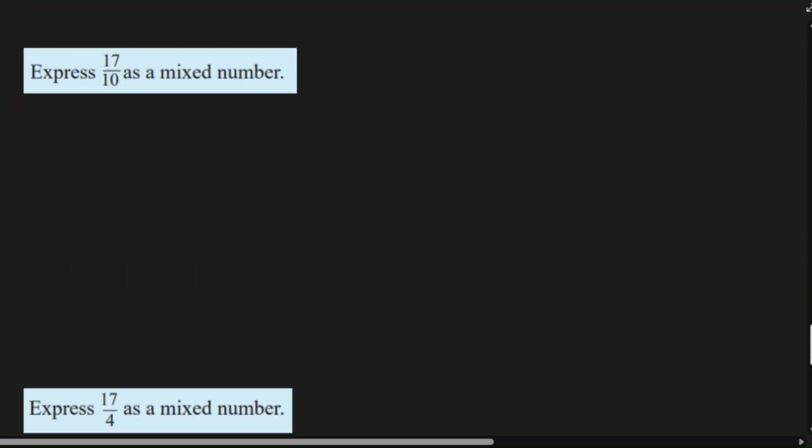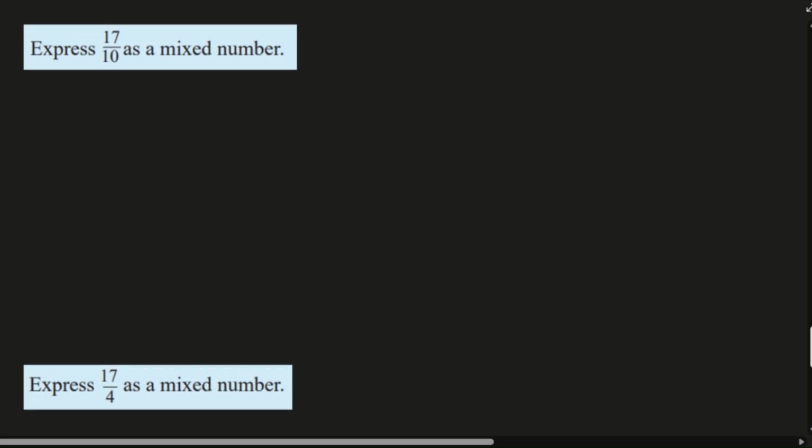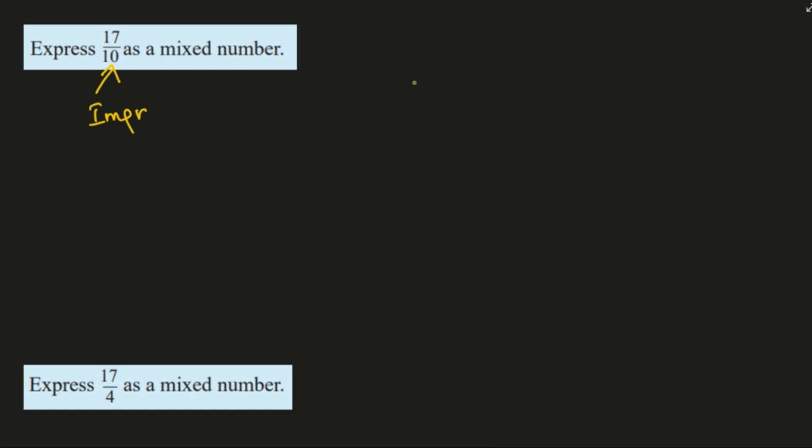Okay, what's next? Express 17 upon 10 as a mixed number. Okay, so now what? We know that this is an improper fraction, right? So what you need to do is convert this into a mixed number, which means a number which consists of a whole number and a proper fraction. Okay, right. How can we do it?